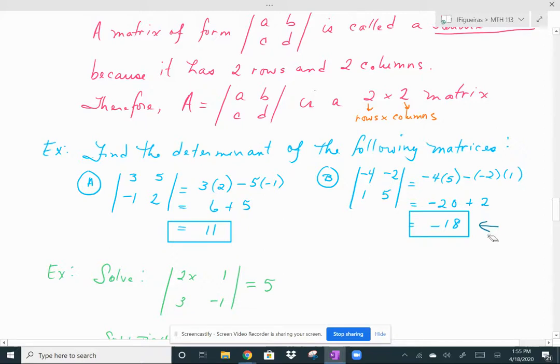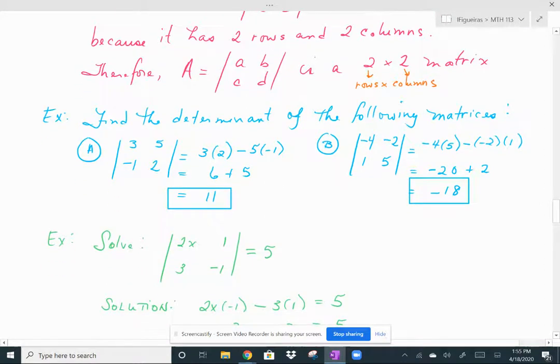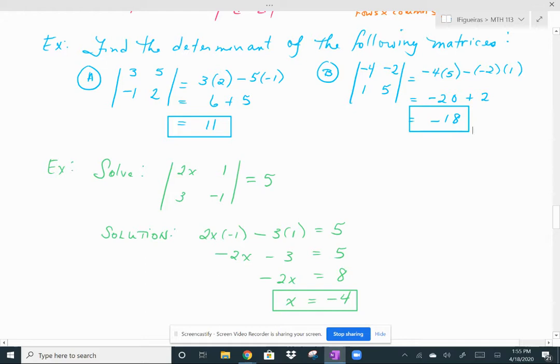Okay, you can also use a matrix and its determinant to solve an equation. So we want to solve the matrix with row 2x, 1, and the second row of 3, negative 1, equal to 5. And so we want to solve for x. So 2x times negative 1 is what you see here, minus 1 times 3, which is what you see here. So negative 2x minus 3 equals 5. Then we want to solve for x by adding 3 to both sides, which gives you negative 2x equals 8. Divide both sides by negative 2, and you get that x has a value of negative 4.